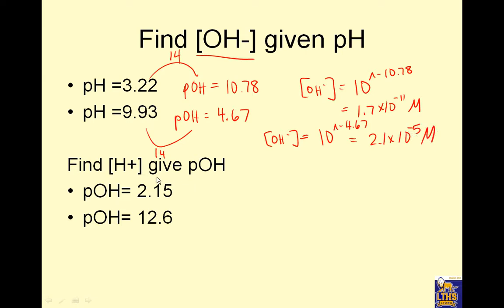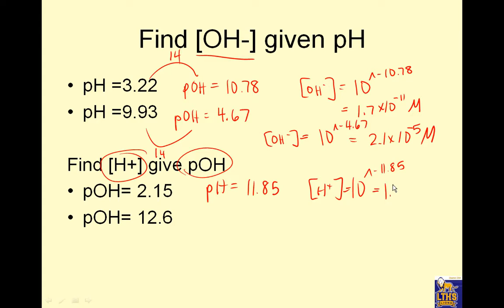All right. Same thing but different. We want hydrogen ion. We're given pOH. So find the pH first. That's 11.85. Okay. So then the hydrogen concentration is 10 to the negative 11.85, which is 1.4 times 10 to the negative 12th molar. Hey, does that make any sense? Well, it sure does. If the pH is 11.85, then it's pretty basic, so we should have not a lot of hydrogen ion.